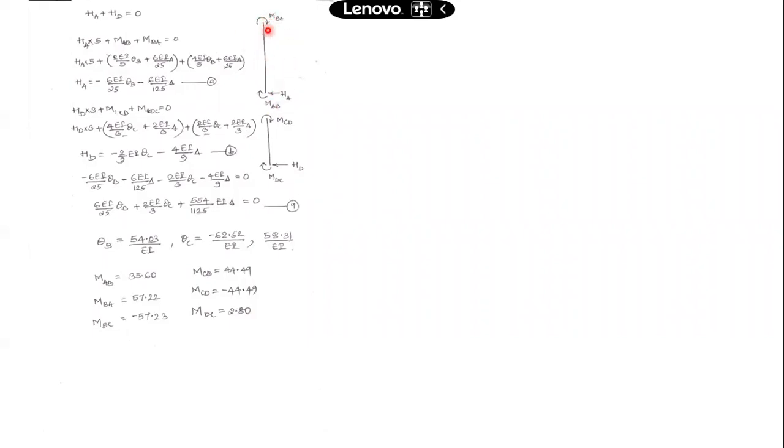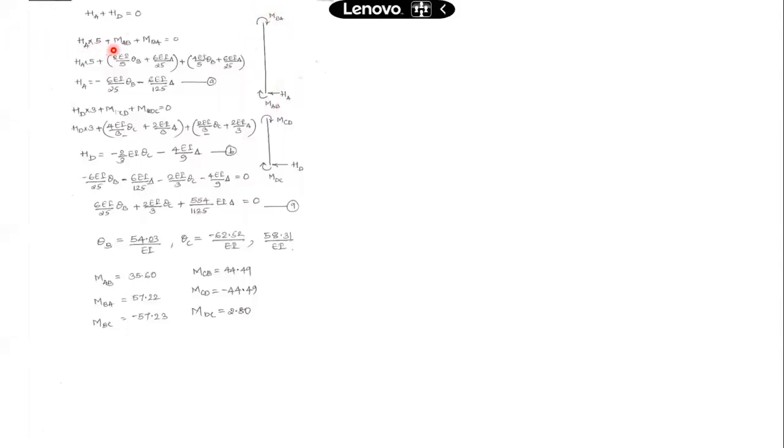So considering this free body diagram of AB, I'll be able to write what is HA. I'll take moment about this joint B. So HA into this total length. What is that? 5 meters. So HA into 5. It will be having a clockwise movement about B.